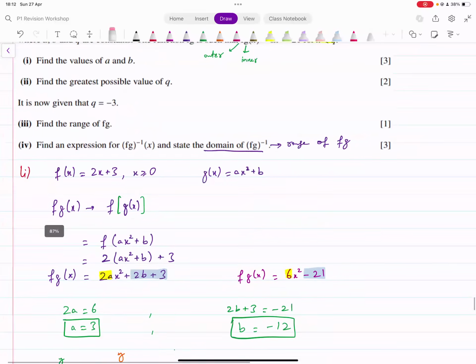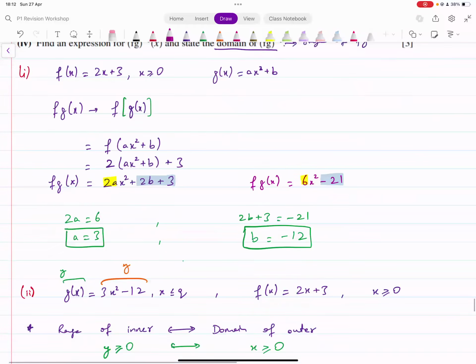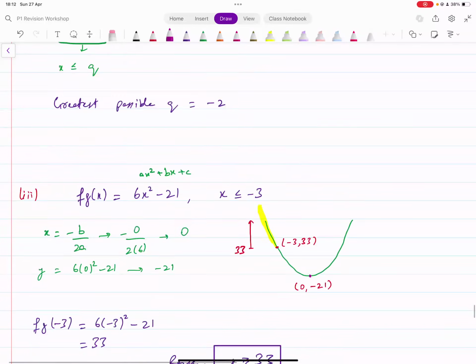Then you may have to find the range of the composite function sometimes as well. In this case, they give us the value for q, and they're saying it is -3. We found the greatest possible value for q was -2, but now they're saying the value of q is -3. If the value of q is -3, they are asking us to find the range of the function fg. Now, how would you do that?